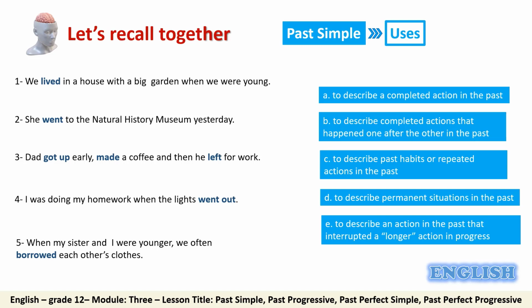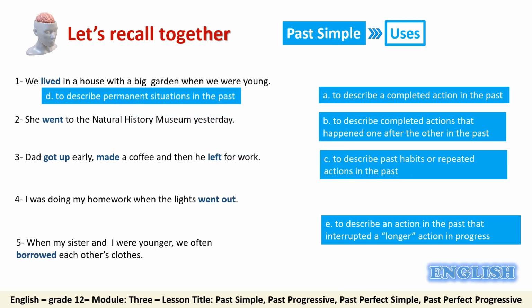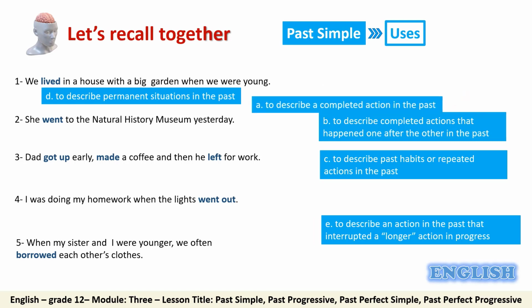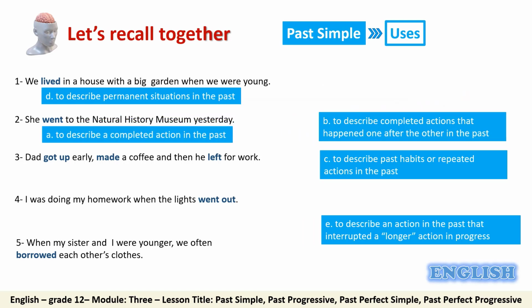Well done. Now, sentence number 1. Why is the past simple used here? Exactly, to describe permanent situations in the past. Can you tell me what permanent means? Very good, it means lasting for a long time. Then sentence 2. For this sentence, the past simple is used to, very good, describe a completed action in a specific time in the past.